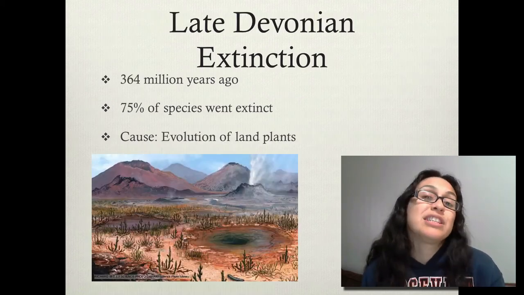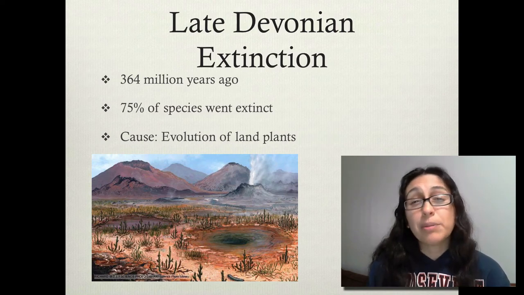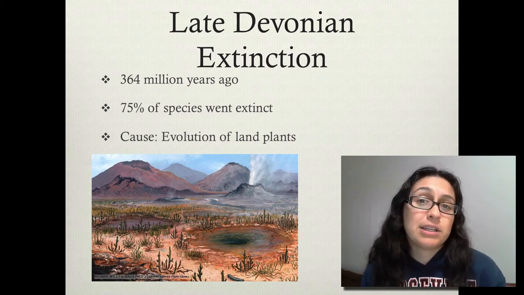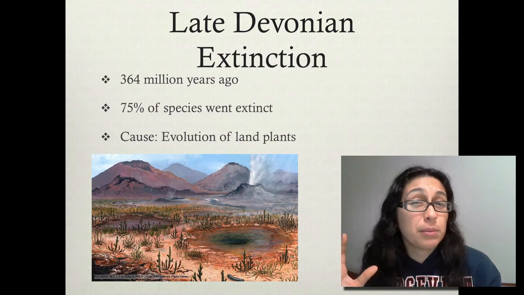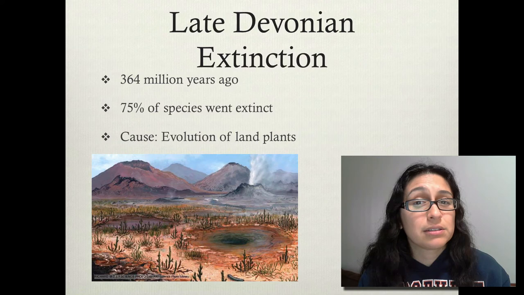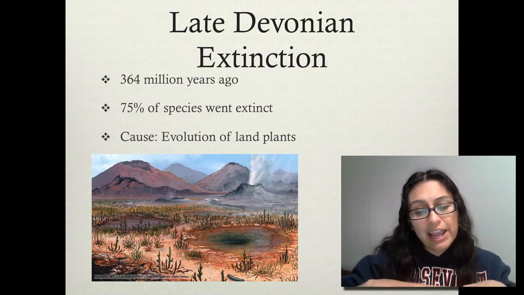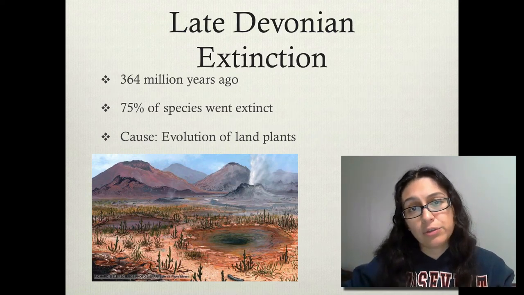Then we go to 364 million years ago, and we're looking at the late Devonian extinction. In this one, about 75% of the species went extinct, again, based on the fossil record. Could be a little bit more, could be a little bit less. And it's believed that the evolution of land plants was the cause of this. So when plants started growing on land, they started breaking up the soil and releasing nutrients that ran off into the water.